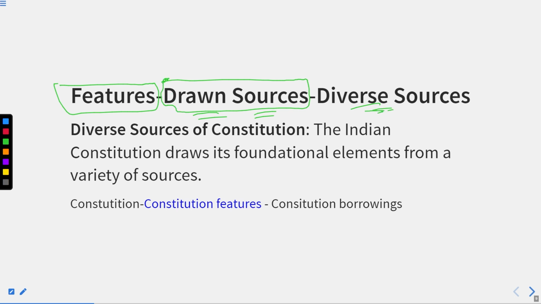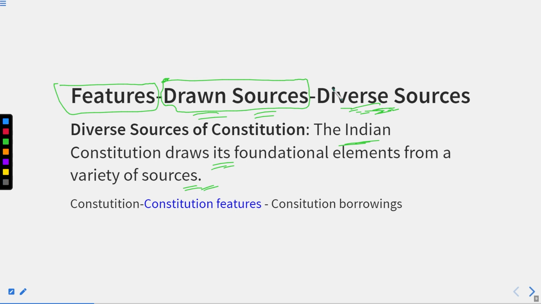Okay, and there are diverse sources as I have shown. These are just a column. British rules and policies, there are so many things. Borrowed items, there are so many things. Newly introduced concepts during assembly and after it, there are so many things. That's why these have diverse sources. So you can say the Indian Constitution draws its foundational elements from a variety of sources, as per our need and suitability. Got it? Now there is one thing which I will tell you.